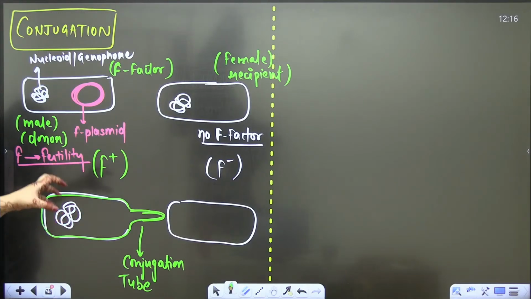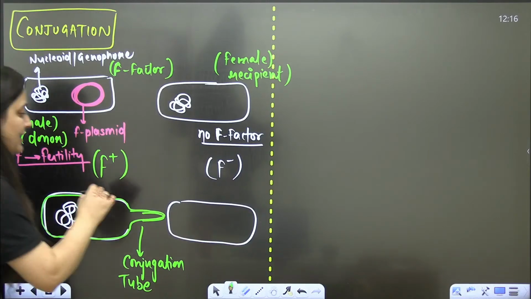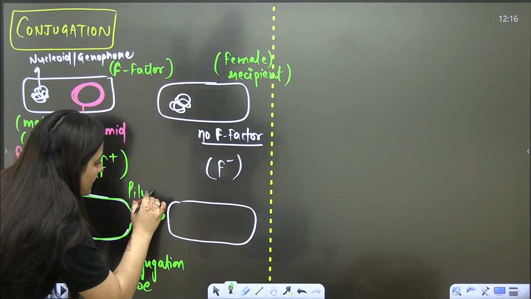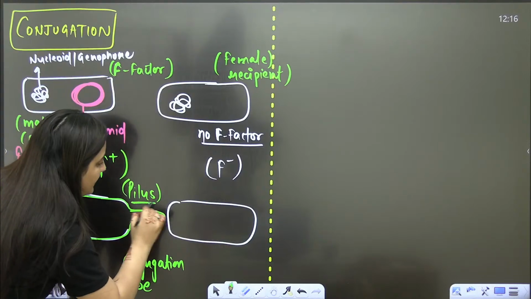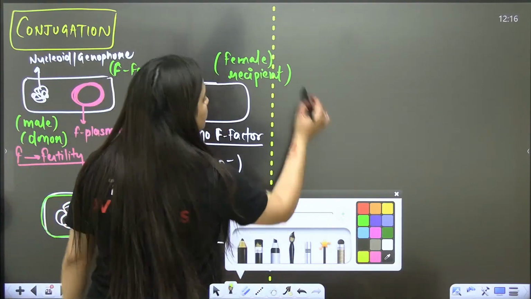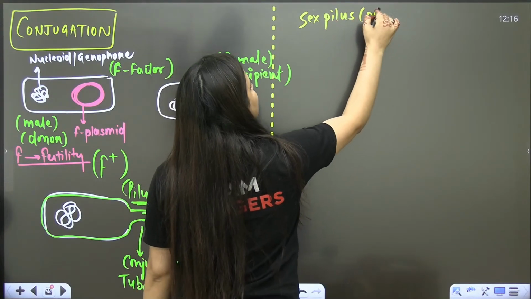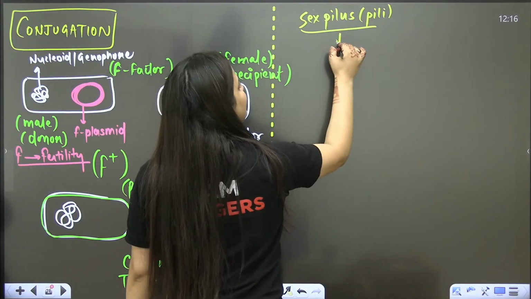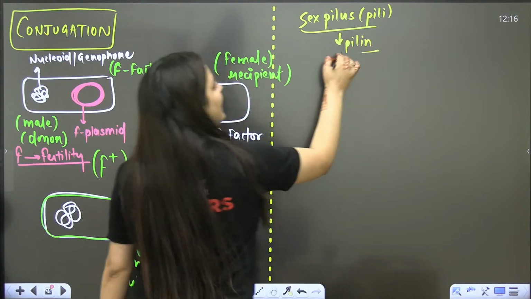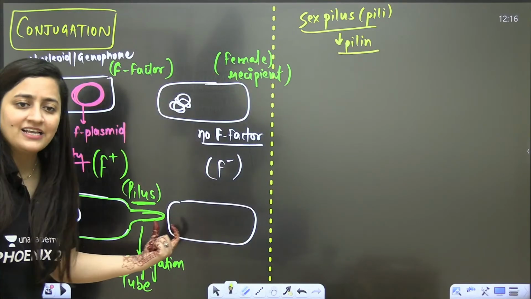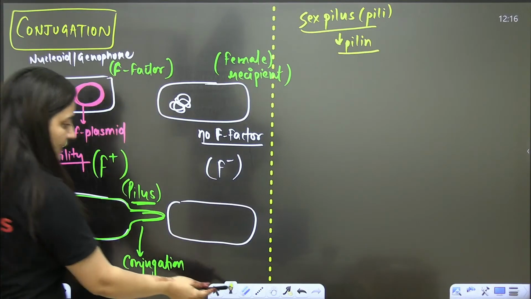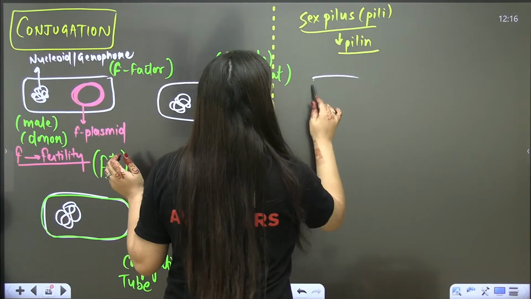Is that clear? So this conjugation tube will form. It is also known as pilus. In the chapter cell, we discussed pilus. This word is sex pilus, and plural is pili, sex pili, which is made up of pilin protein. So it's a tube-like structure, right? It will form, and now next is what?